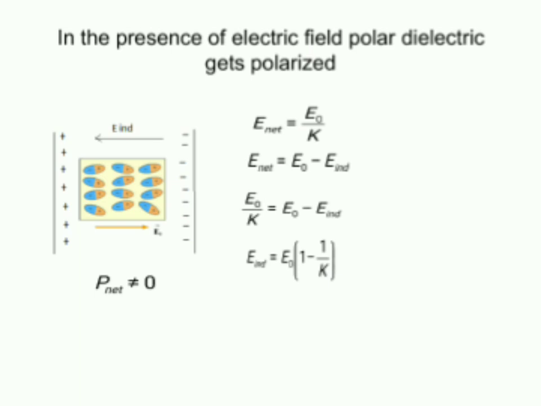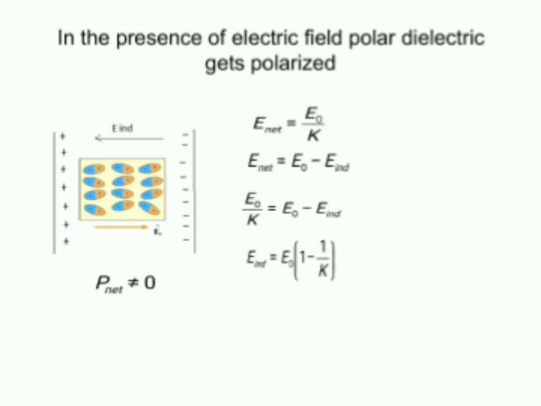Due to this, within the dielectric, a new field is developed which is called the induced electric field, and the direction of this induced field is again from positive to negative inside the dielectric, that is, in the opposite direction to the applied field. It was observed that the net field inside the dielectric is reduced by the dielectric constant K. That means E net inside the dielectric is equal to E naught, the applied field, divided by K.